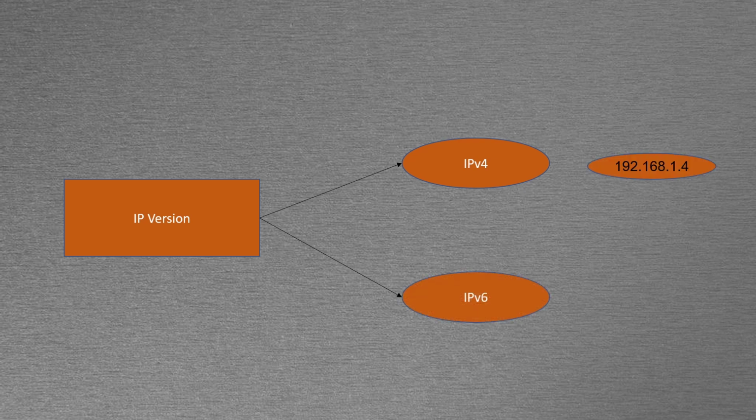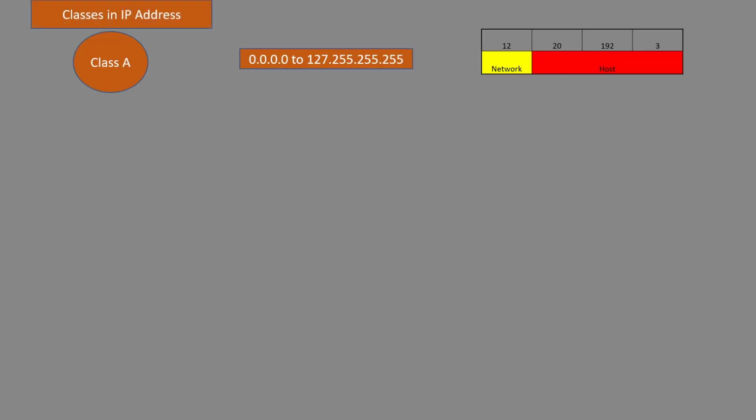IPv6 was developed by the Internet Engineering Task Force, IETF, and was formalized in 1998. IPv6 addresses are represented in hexadecimal format. This upgrade substantially increased the available address space and allowed for 2 to the power of 128 addresses.